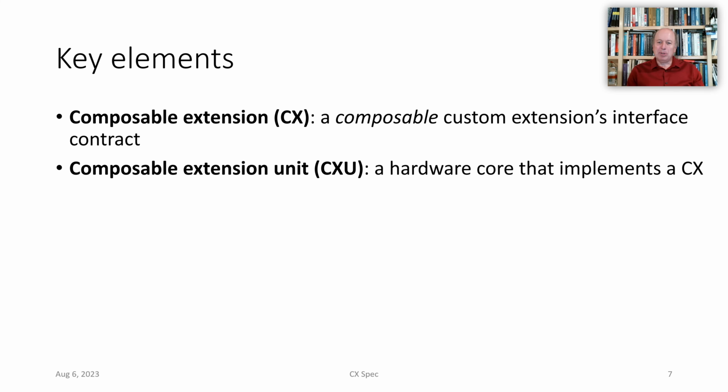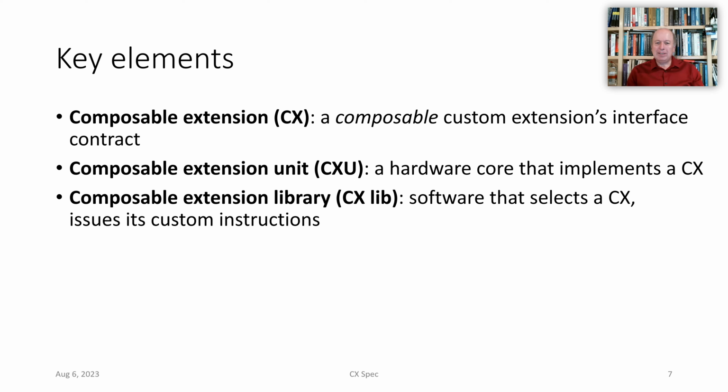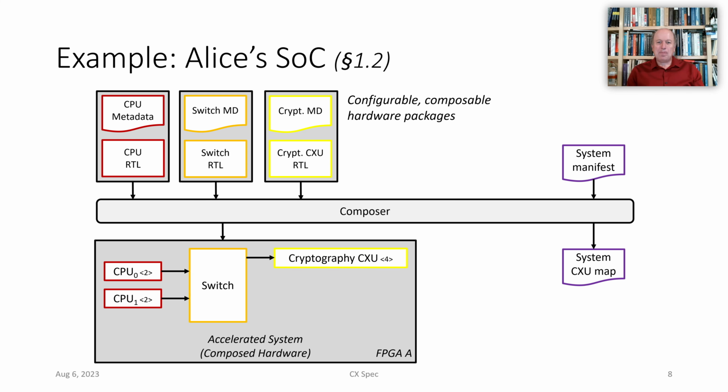Next is the composable extension unit, CXU. That's a modular, reusable hardware core that implements one or more composable extensions. And finally, there's the composable extension library, or CXLib. That is software that first selects the current composable extension prior to issuing its custom instructions. This shows how it all works together.